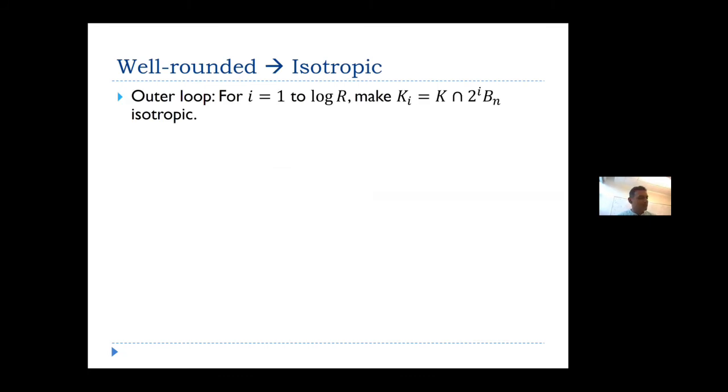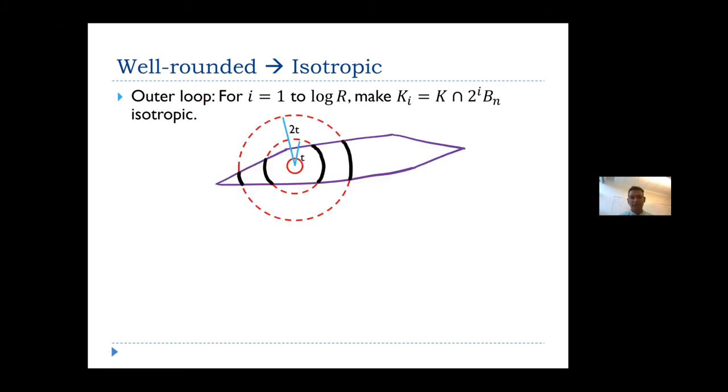So here's the algorithm. The goal now is how do you round a body? Meaning I have a body that could be arbitrarily skewed and I want to make it isotropic, meaning I want to make its covariance identity. Or close to that. So the outer loop will be the same as in the algorithm with low S, where we have these phases where we're doubling the ball, and every time we double, we make it isotropic. Double, make it isotropic. Now that part is exactly the same.